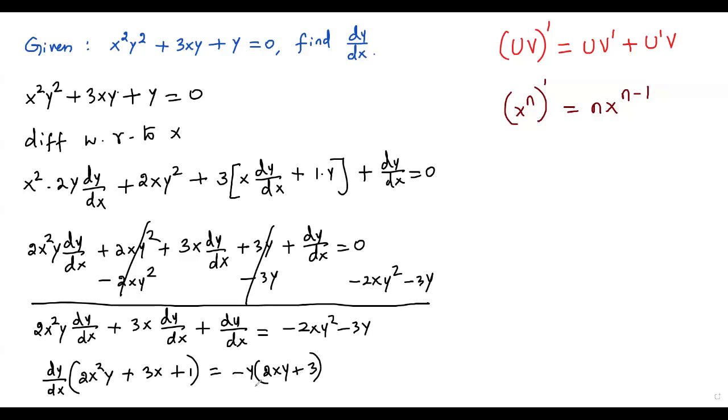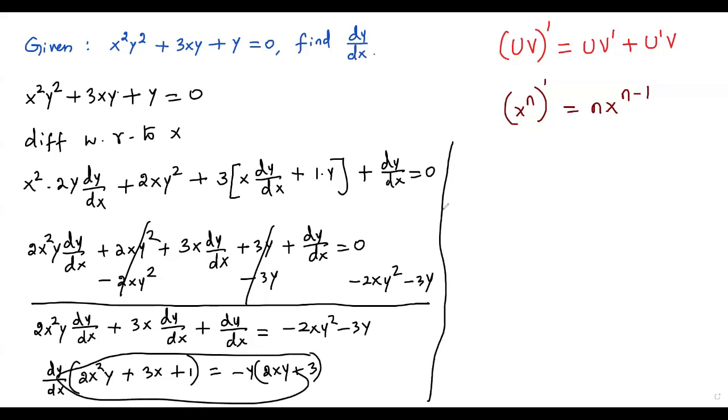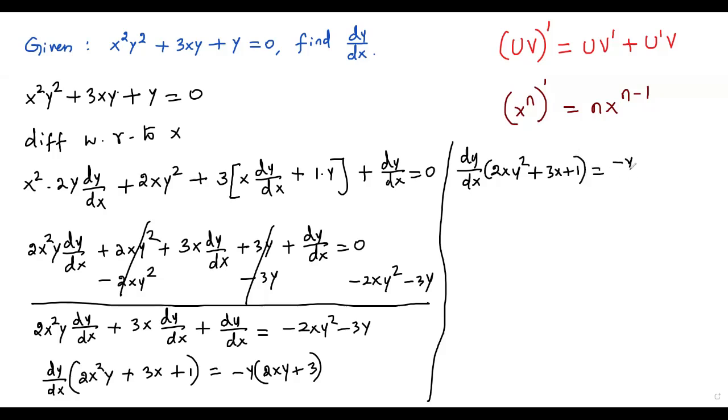Okay, now let's verify whether the factoring is correct. If I distribute this negative y to this 2xy, negative y times 2xy becomes negative 2xy squared, since negative times positive is negative. And negative y times 3 is negative 3y. So the factoring I have done is correct. Now let me continue the step over here with the same equation: dy over dx times 2xy squared positive 3x positive 1 equals negative y times 2xy positive 3. Now our aim is to solve for dy over dx.